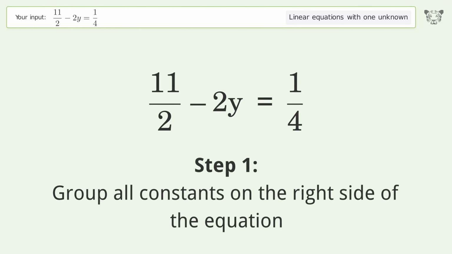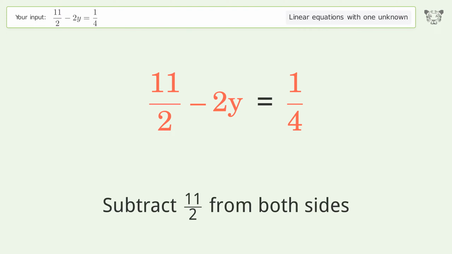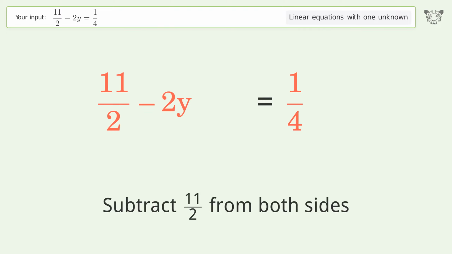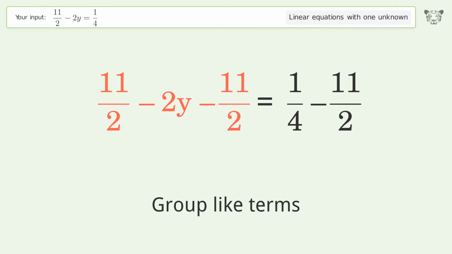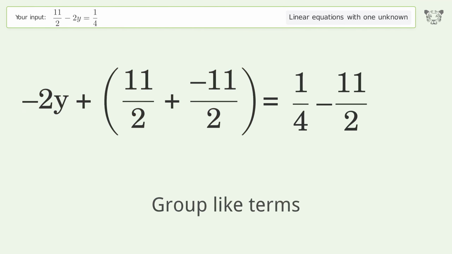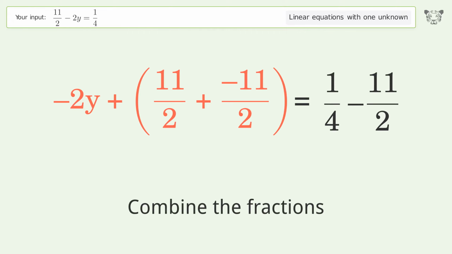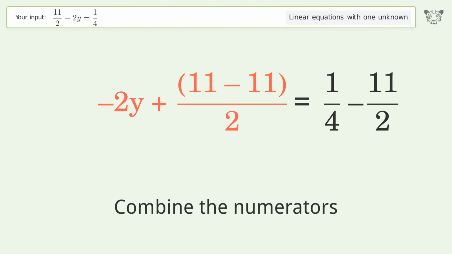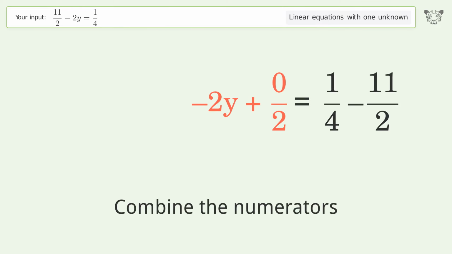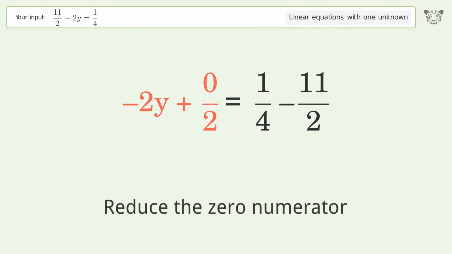Group all constants on the right side of the equation. Subtract 11/2 from both sides. Group like terms. Combine the fractions. Combine the numerators. Reduce the zero numerator.